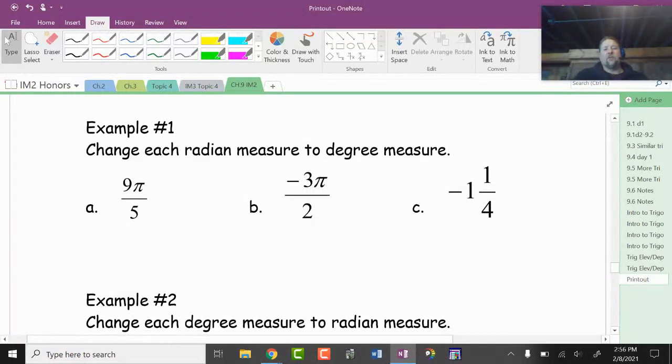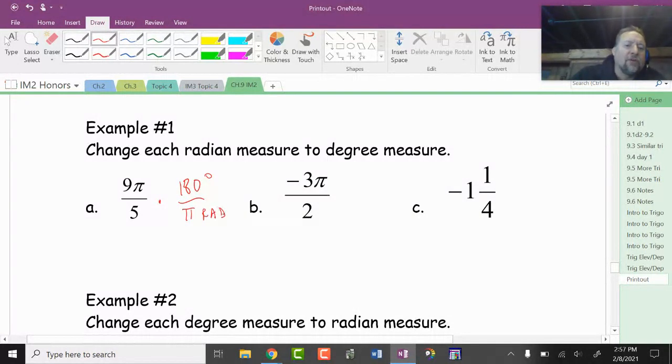Okay, so change each radian measure to degree measure. Here we go. Look at all these. Not always do radians have the symbol pi in them. We'll get letter C, but letter A does. And then this is another idea that we should hammer down here. So it's 180 degrees over pi radians.